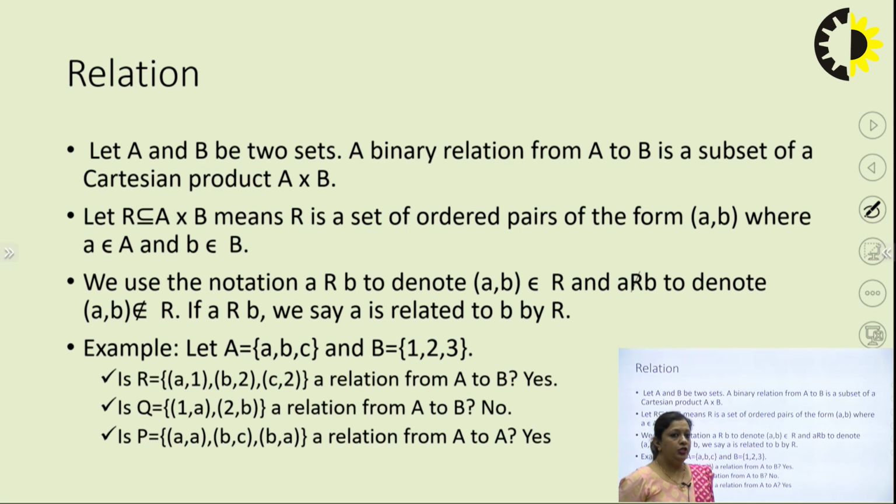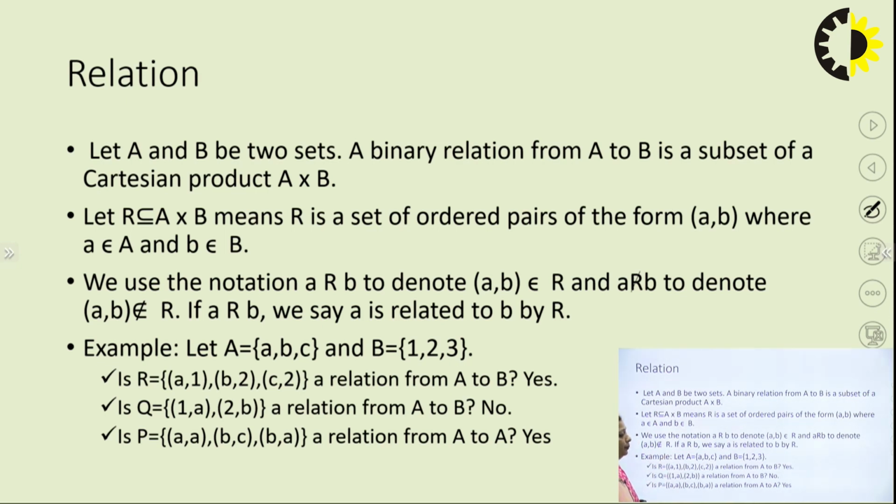Now, what will be a relation? A relation will always be a subset of this Cartesian product, but it will contain only those elements which actually comply to the property of the relation. Whenever we denote a relation, we use the notation ARB, where ARB means that the ordered pair (A, B) belongs to relation R. Suppose a relation is not possible for two components A and B, then we denote it as A not related to B. This R with a cross means not related, and it is used to denote that A and B do not belong to the relation R.